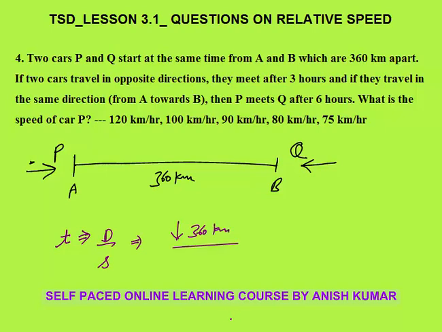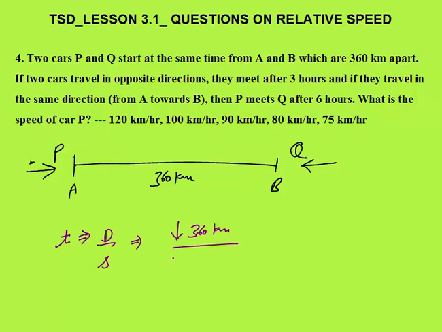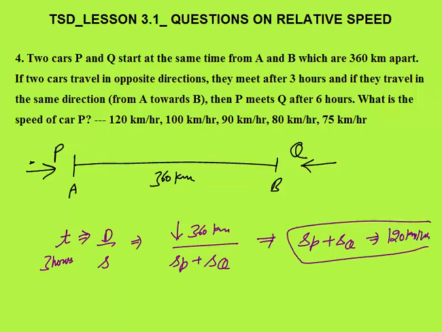Speed, we don't know the speed. Let's say speed of car P is SP, speed of car Q is SQ. Relative speed gets added when the cars move in opposite directions. Time is given to you. How much time is given? 3 hours. So if you solve this, you will get the value of SP plus SQ. Speed of car P plus speed of car Q, you get the value of 360 by 3, 120 km per hour. This is equation number 1.